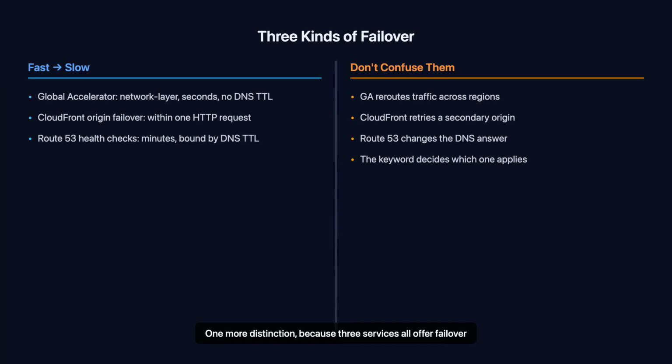One more distinction, because 3 services all offer failover, and they are not interchangeable. Global Accelerator fails over at the network layer in seconds, with no DNS time to live involved, and it reroutes traffic across regions. CloudFront origin failover happens inside a single HTTP request, retrying a secondary origin. And Route 53 health check failover takes minutes because it changes the DNS answer and is bound by DNS time to live. When a scenario demands failover in seconds without DNS delay, that keyword points at Global Accelerator every time.